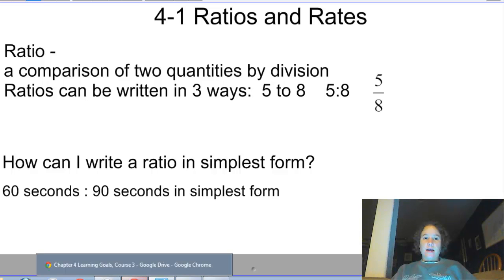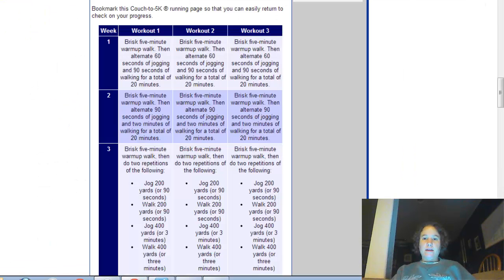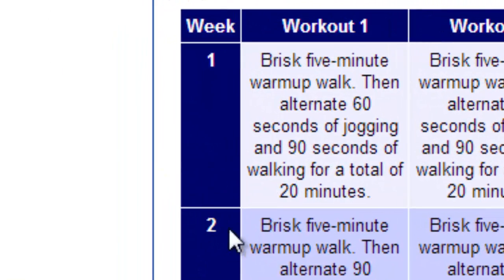It's New Year's time, and so I am going to be getting ready to start training for a 5K. And so I'm using this Couch to 5K workout schedule that I found. And you can see here, the very first week, I am going to be alternating 60 seconds of jogging and 90 seconds of walking for a total of 20 minutes.